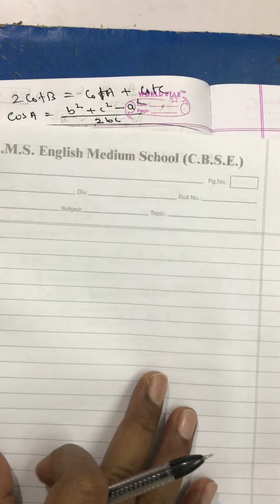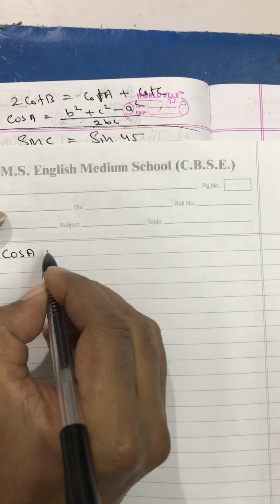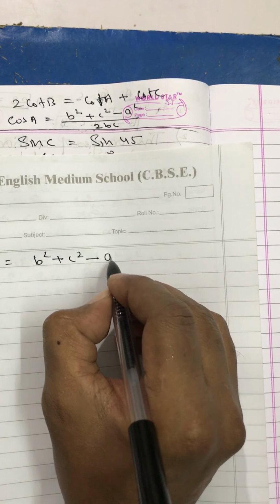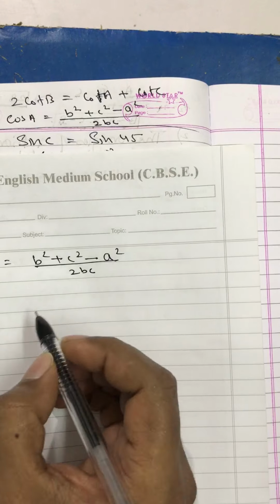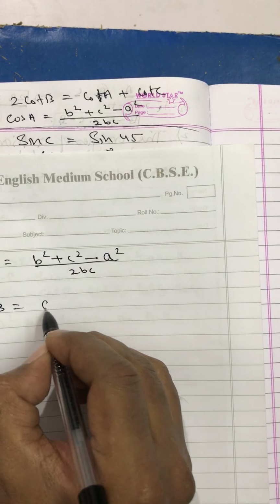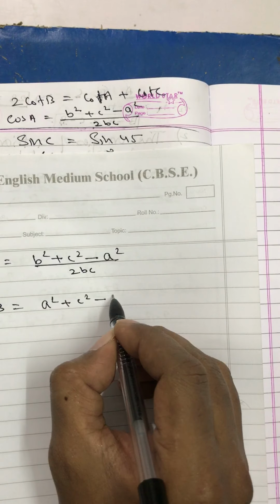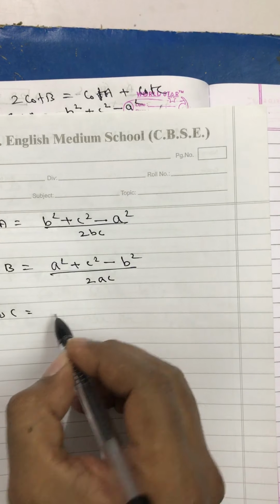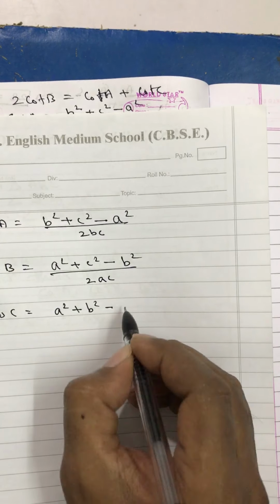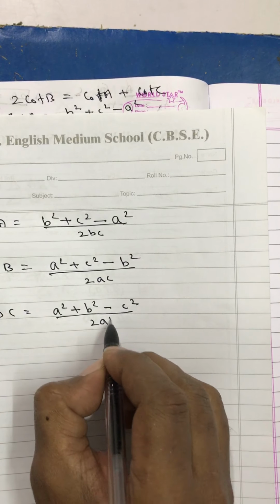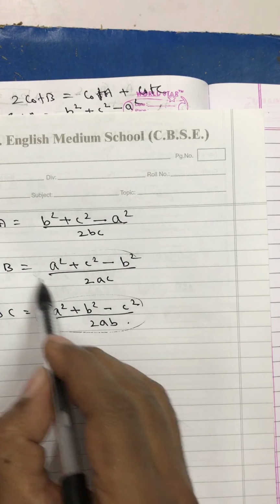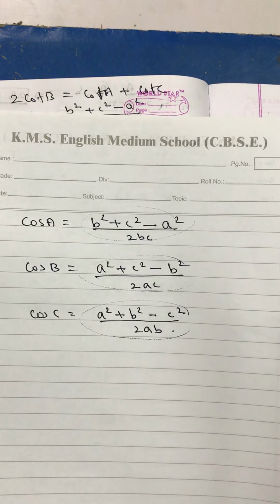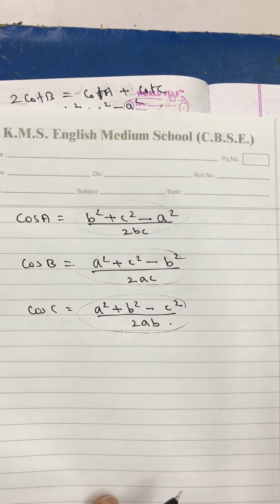See, basically what happens is that I have got cos A is equal to b square plus c square minus a square upon 2bc. Also I have got cos B is equal to a square plus c square minus b square upon 2ac. Also I have got cos C is equal to a square plus b square minus c square upon 2ab. I have to frame either this or this or this. Okay, so that is my idea. Are you getting, my dear students? I have to frame anything out of this.